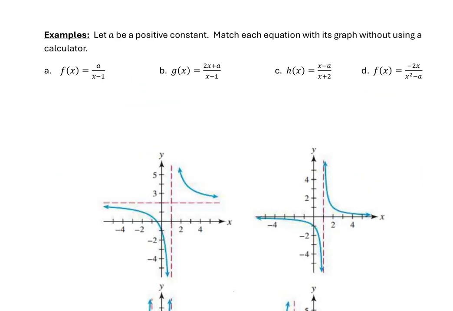All right, the next thing that we're going to do is we are going to go ahead and look at some equations, and these are going to be very general equations. And we want to match each equation with its graph without using a calculator. So far, we only have two things in our bag of tools, which is asymptotes. And so that's what we want to do, is figure out what the asymptotes are going to be for each one of these.